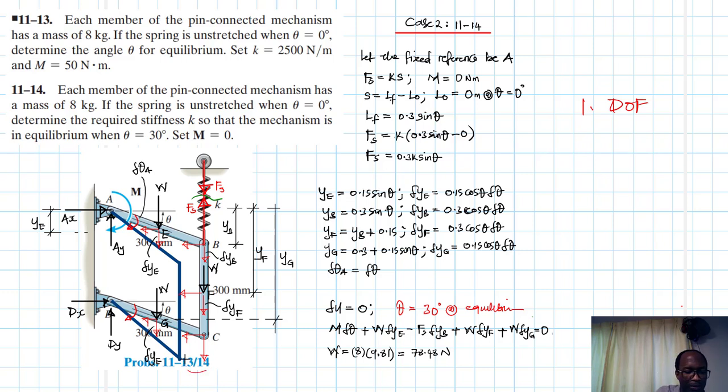Okay, there we applied the virtual displacement there, and then after that we had to draw the configuration of the displaced or deflected system. And after we did that, we had to choose A as our fixed reference. So we chose A as our fixed reference, as shown here.